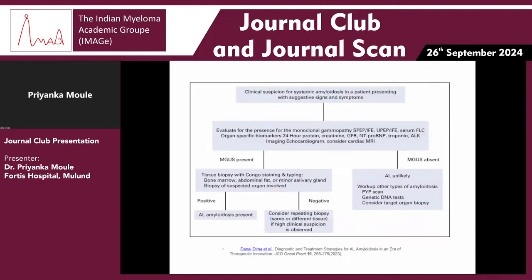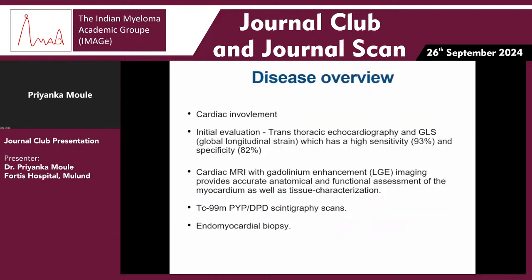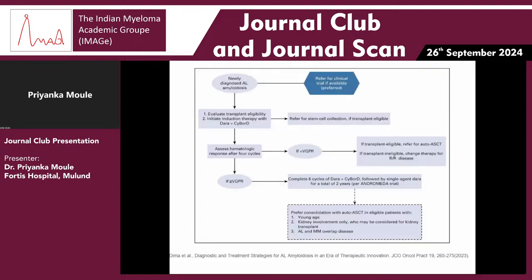This slide shows how we evaluate when we are suspecting AL amyloidosis. We try to find a monoclonal gammopathy clone, and based on that, we go for a bone marrow or a fat pad biopsy. When the clone is absent, we go for a targeted organ biopsy. Coming to the cardiac evaluation, radiological investigations like transthoracic echocardiography with GLS is a very good test with high sensitivity and specificity. Also, cardiac MRI with late gadolinium enhancement is coming up as one of the radiological investigations of choice. Conventionally, scintigraphy was done. And lastly, we fall back to the conventional myocardial biopsy when strongly suspecting it.